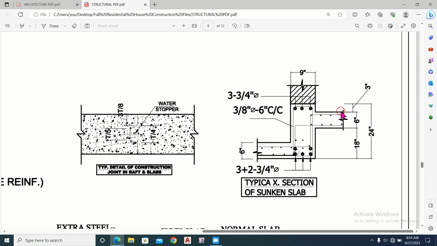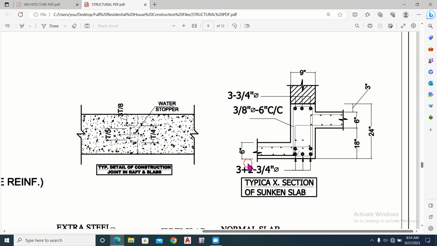This is the thickness of the slab, this is the thickness of the sunken slab, and from this slab to this slab it is 18 inches deep. The thickness of the wall is 9 inches, and the beam is also 9 inches wide.